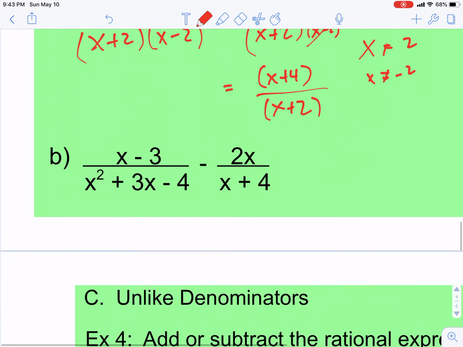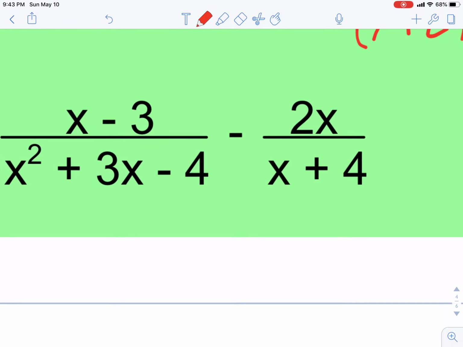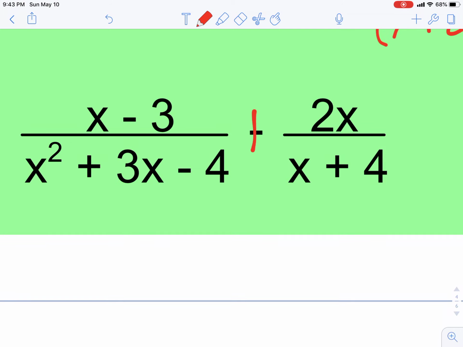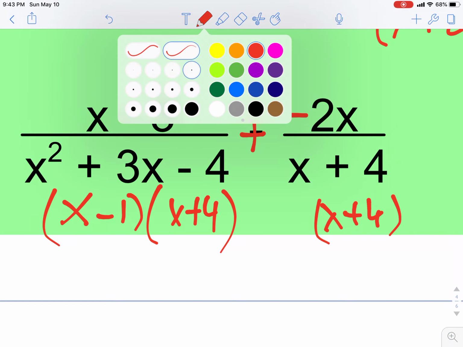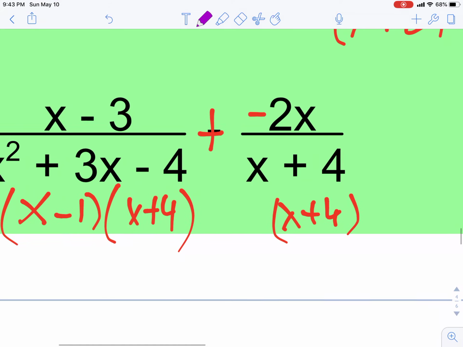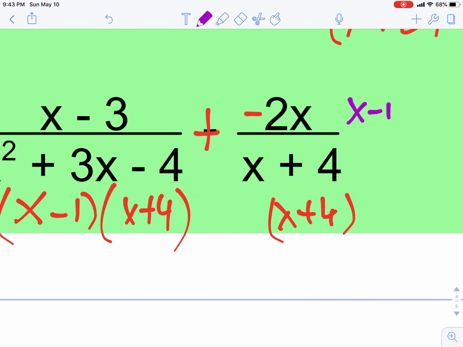Same thing, factor out the bottom. We're going to change this from a minus to a plus, and then we're just going to make that negative 2x, okay? So this is x minus 1 and x plus 4. This side is just x plus 4. So what we are missing is the x minus 1. So we're going to multiply that side by x minus 1.